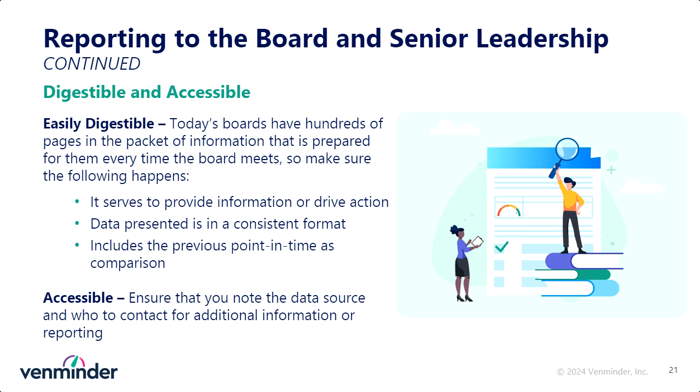You also want to make sure that your reporting to the board and senior leadership is digestible and accessible. So today's boards may have hundreds of different documents. They are sitting on multiple boards. They have very many things to do. So ensuring that you can give them executive summaries, ensuring that you get to the point and the so what of everything you give to them is a key part of making sure that your third-party risk management reporting is up to snuff and adequate, and then making sure that it's accessible.